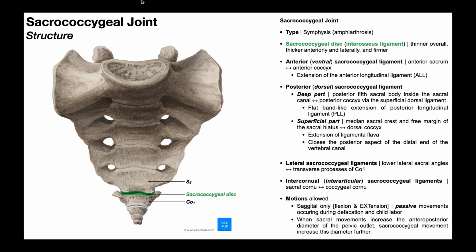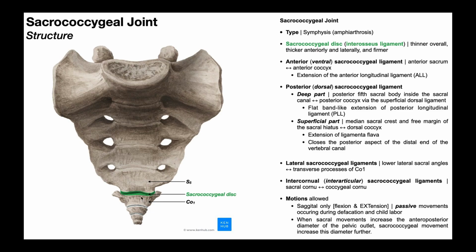In this video, we're going to be discussing the sacrococcygeal joint and other relevant structures. Down here in green, you can actually see the sacrococcygeal joint, and as the name suggests, it's an articulation between the inferior surface of S5, so the bottom of the sacrum, and the superior surface of the first coccygeal segment, CO1, or really just the coccyx in general.